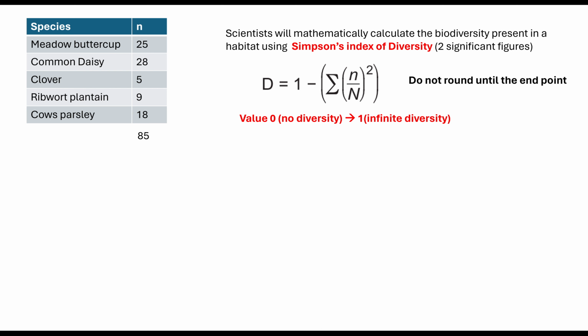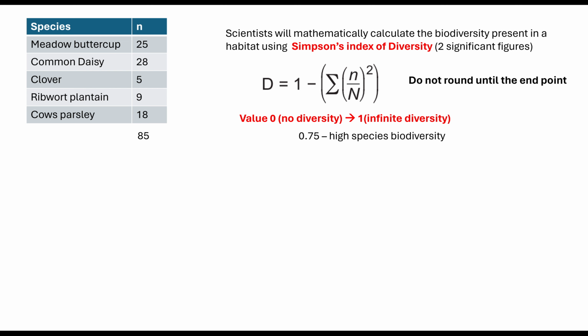So I would do that for each of them. 25 divided by 85 squared plus 28 divided by 85 squared, and so forth. And I would continually do that until I get my number at the end, which is the sum of those 5 added together. I then subtract that away from 1, and that will give me my Simpson's index of diversity number. So in this case, using this example, my calculated number is 0.75.